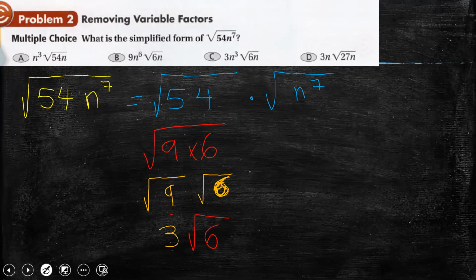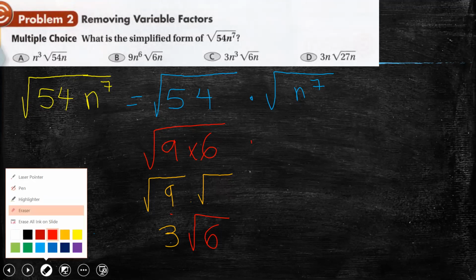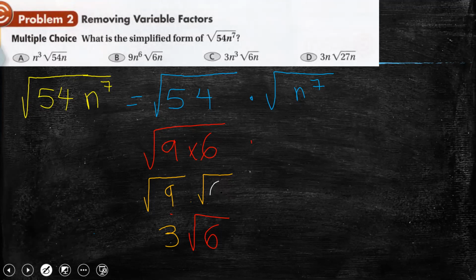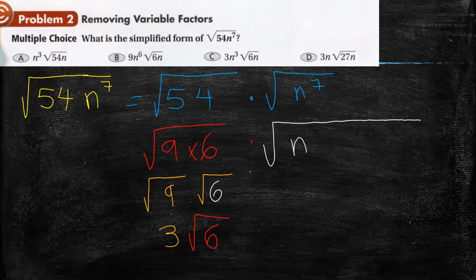Now let's go to the variable, n to the power 7. What you have to do? I will now factorize it as n squared times n squared times n squared times n. If you add the exponents, do I get 7? Exactly.